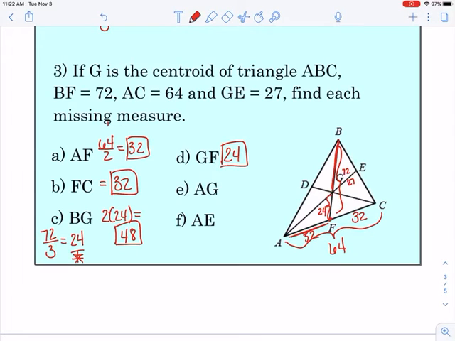AG is going to be represented, let me change color, so my pen here is going to be represented right here. So that's AG. Okay, and AG, if GE is 27, 27 represents 1 unit of that median, and AG is going to be 2 of those units. So that's going to be 27 times 2, which will be 54. And then AE is that entire purple segment that I just highlighted. So if I take my 54 and add 27 to it, I'm going to get an answer of 81.